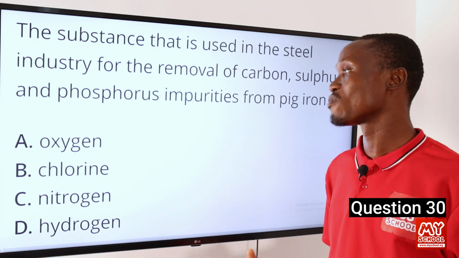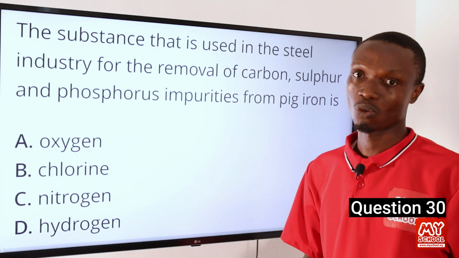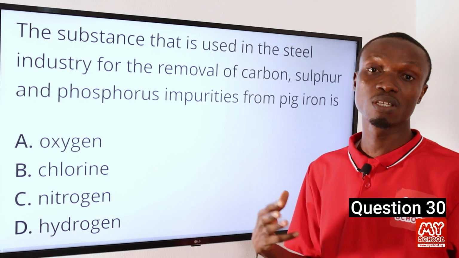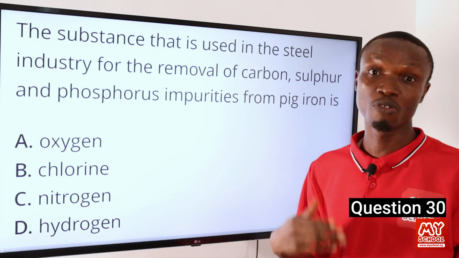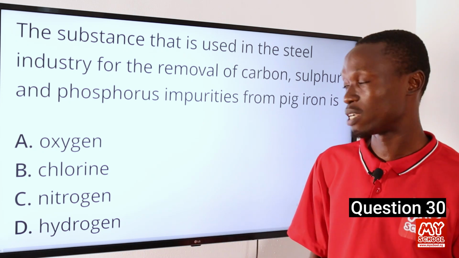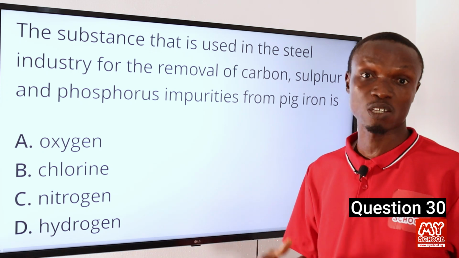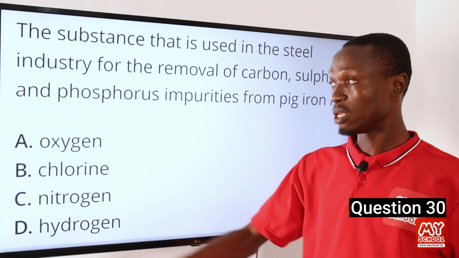We simply remove them by reacting the pig iron with oxygen. Oxygen will combine with these impurities to form an oxide, which can be easily removed. Carbon and sulfur will be removed as gaseous oxides, while phosphorus impurities will be removed as slag in the molten iron. So that makes option A the correct answer to this question.